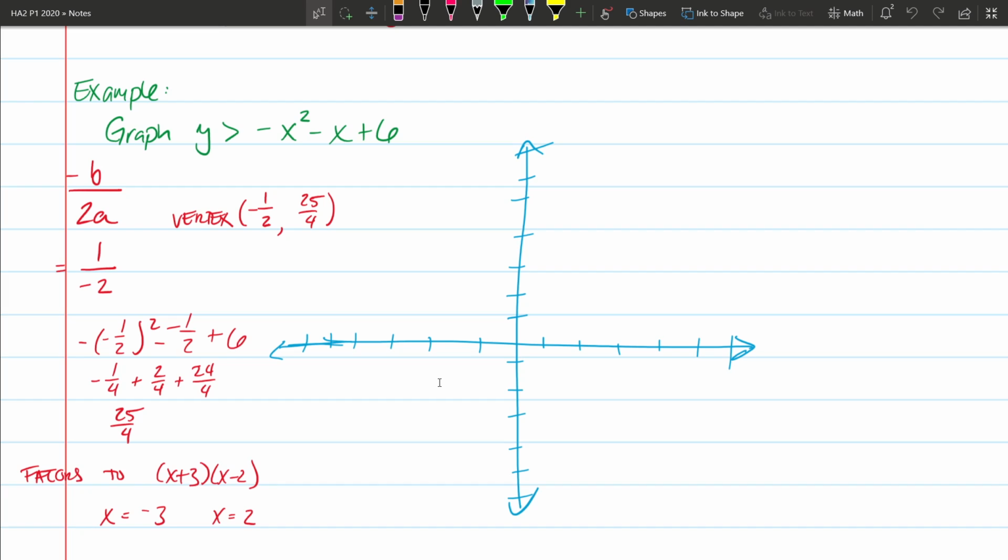All right. So our x coordinate is negative 1/2, and our y is 6 and 1/4. So 1/2. 1, 2, 3, 4, 5, 6 and 1/4. So like somewhere in this vicinity. My x-intercepts are negative 3. 1, 2. That's a hideous graph. My gosh. And 2.